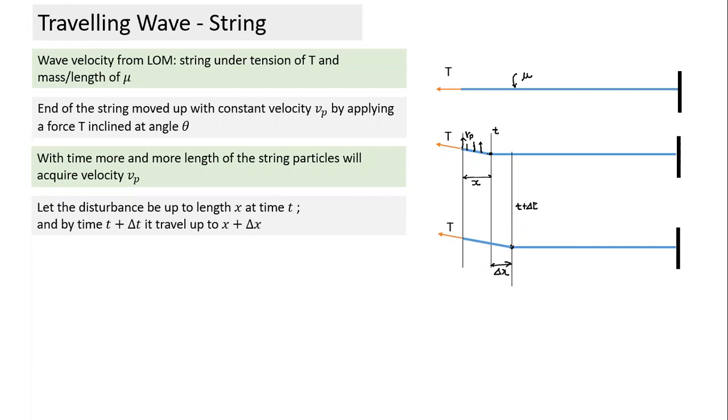Now, can we form an equation based on laws of motion between this instant and this instant? What has happened here? Earlier, only this particular mass was having a velocity Vp in the vertical direction. Now this much mass is having velocity in the vertical direction. What does it mean? In time delta t, this is the additional part of the string, or the additional mass, which has acquired momentum in the y direction.